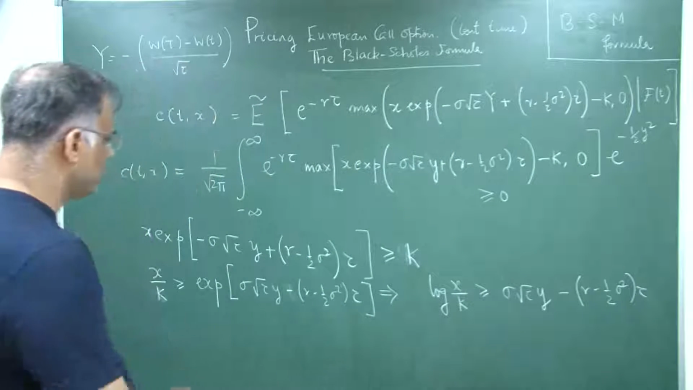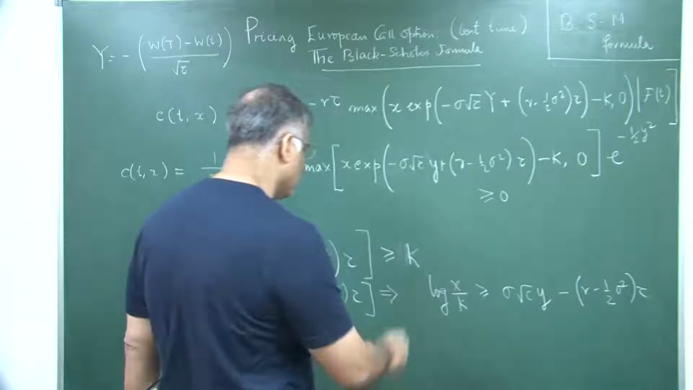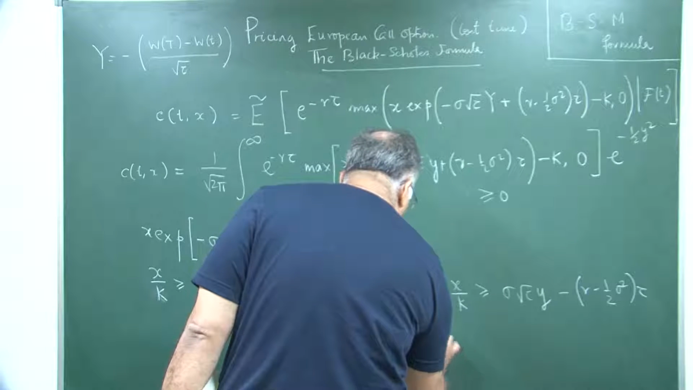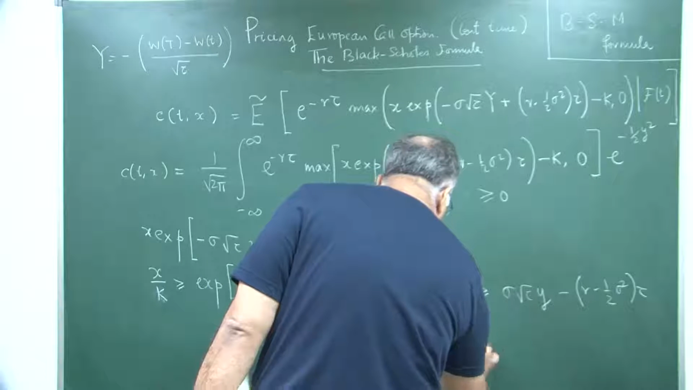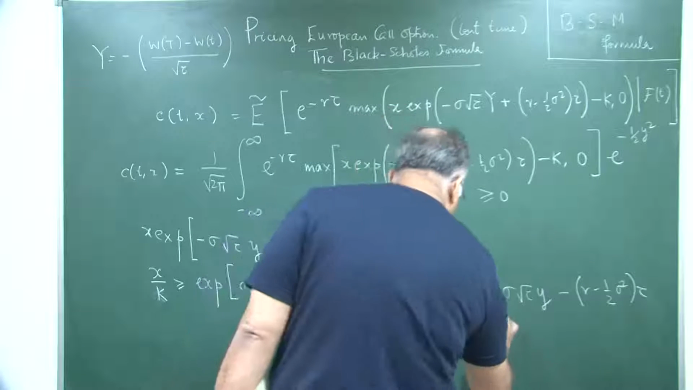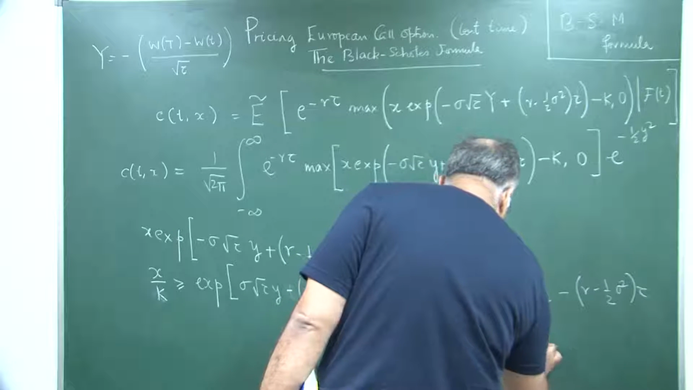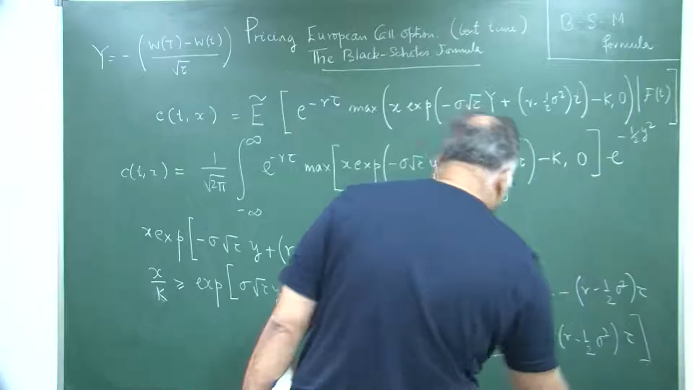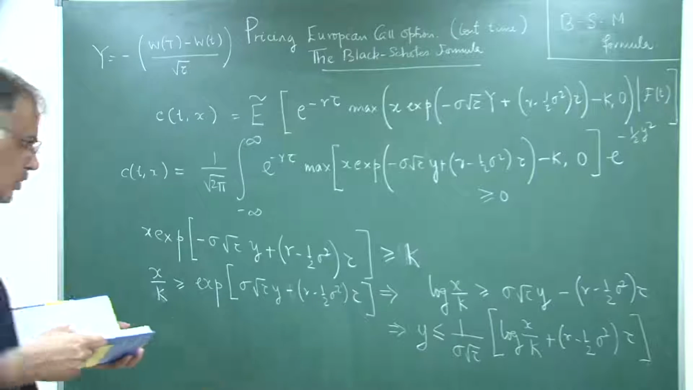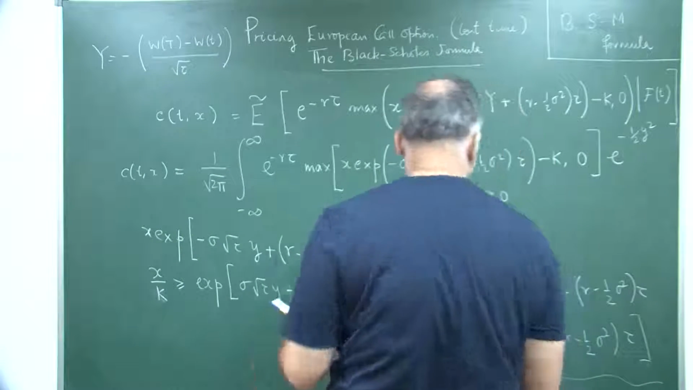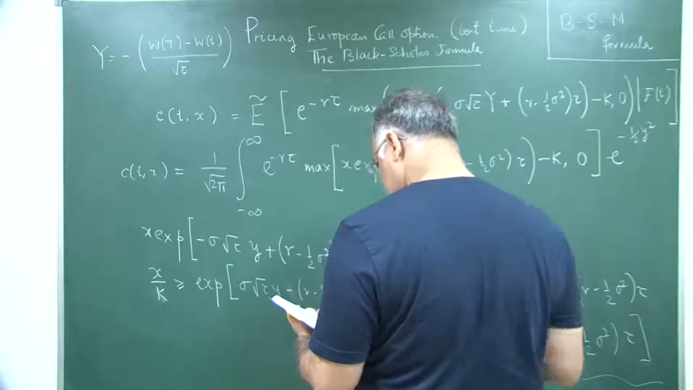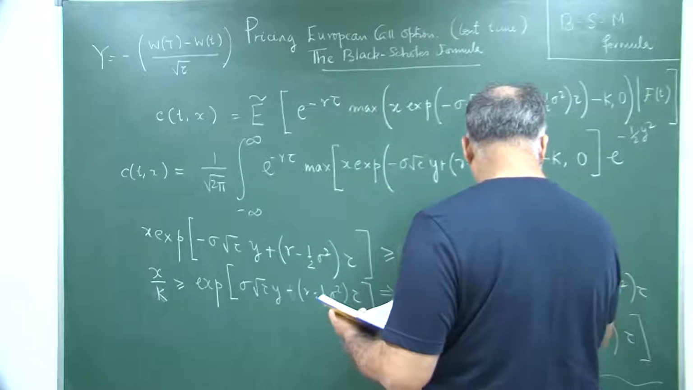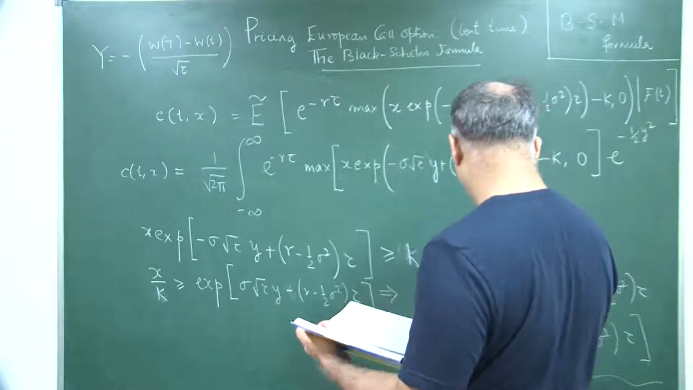Log is an increasing function, so you take the exponential element off by the log, log to base e. So, this implies y is less than 1 by sigma root tau, log of x by k plus r minus half sigma square tau. I will call this whole expression d minus tau x, as Shreve writes. Sigma root tau comes here in the denominator from here.